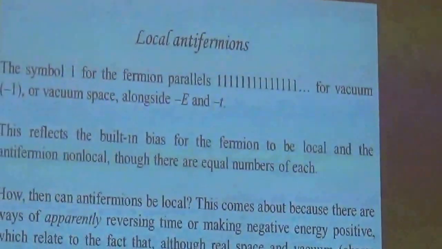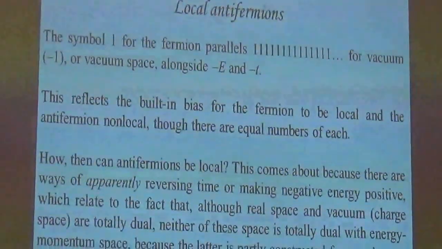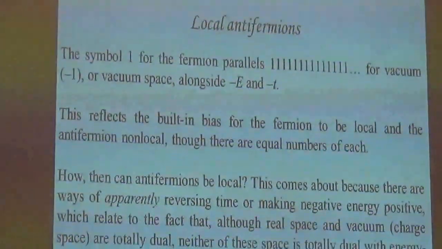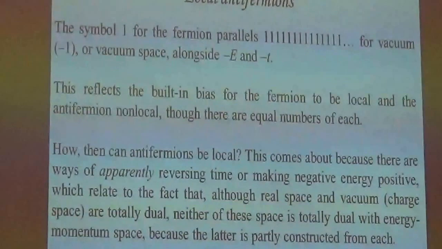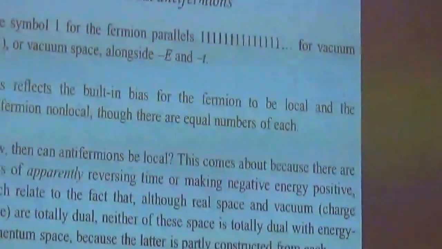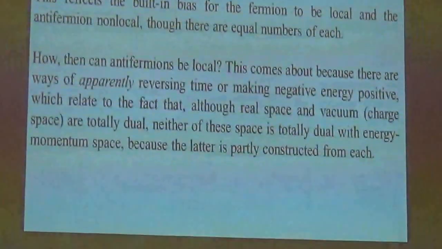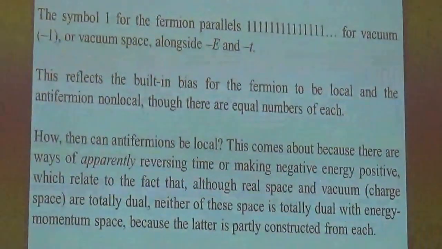Again, computer mathematics, you've got a string of 1s to infinity is minus 1, because when you add 1 to it, you get a string of 0s to infinity. And so that symbol parallels vacuum being minus E or minus T. And so that brings in the 1 idea again for the fermion. So it reflects the built-in bias for fermion to be local and the antifermion to be non-local, even though they're equal numbers. But can we have antifermions that are local? Well, of course we can. Positron emission tomography tells us we can. We can have local antifermions. So how do we get those?